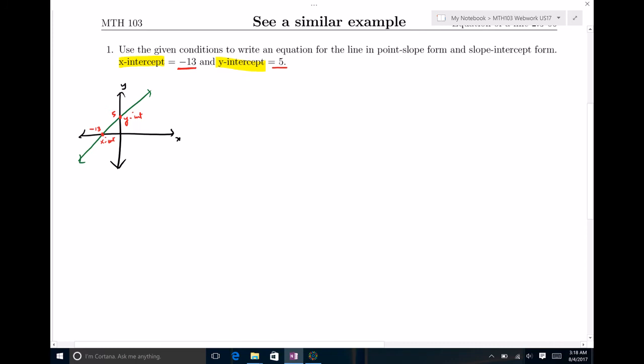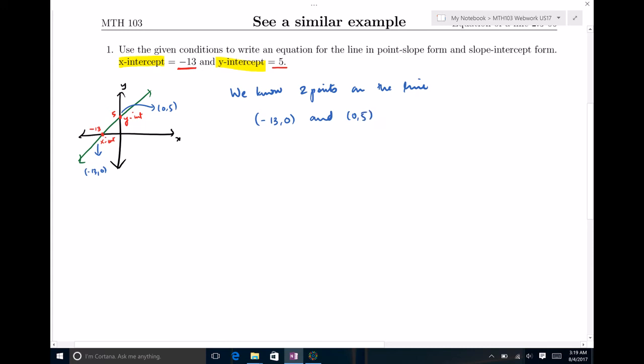Now, if these are the x and the y-intercept, you definitely know 2 points on the line. In this case, the 2 points on the line are -13, 0, which is this point over here, and the other point on the line is over here, and this point is 0, 5.